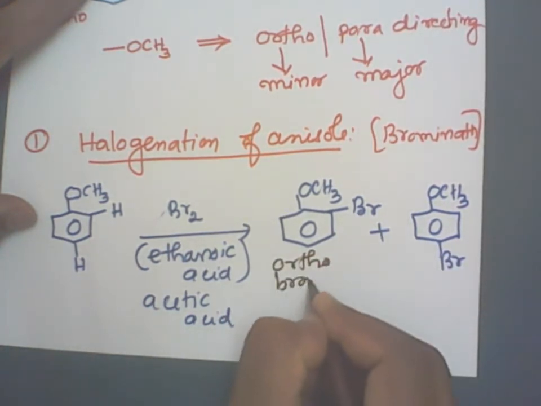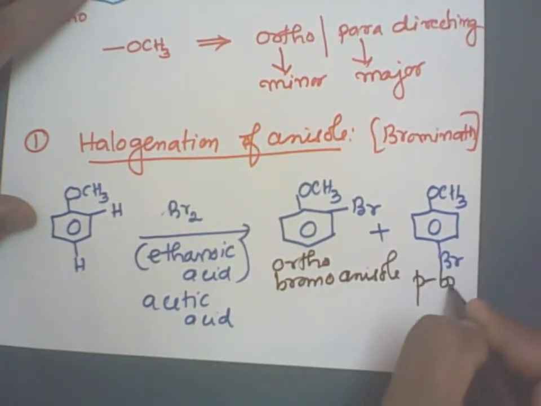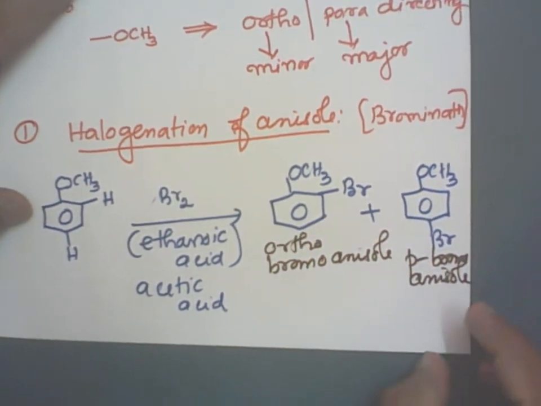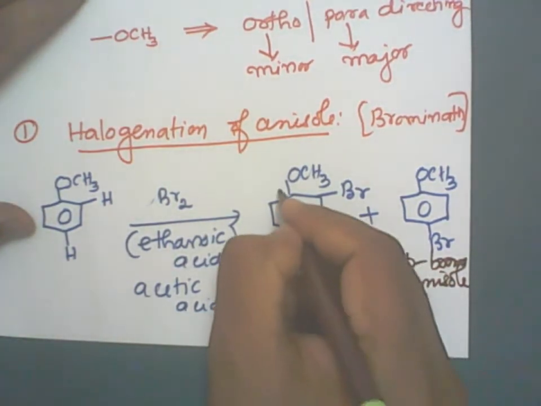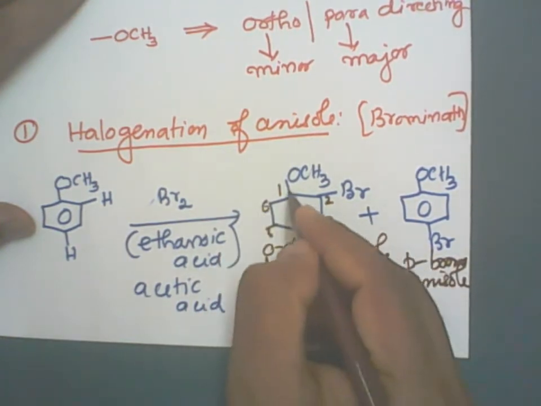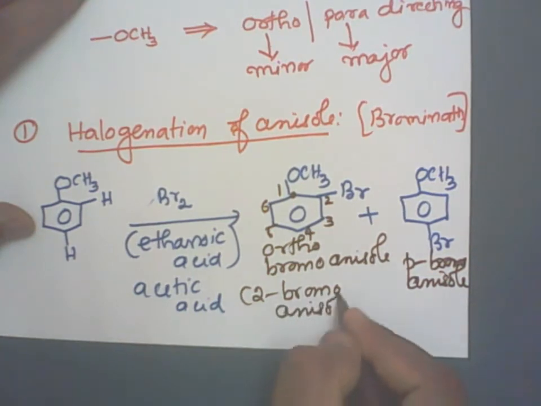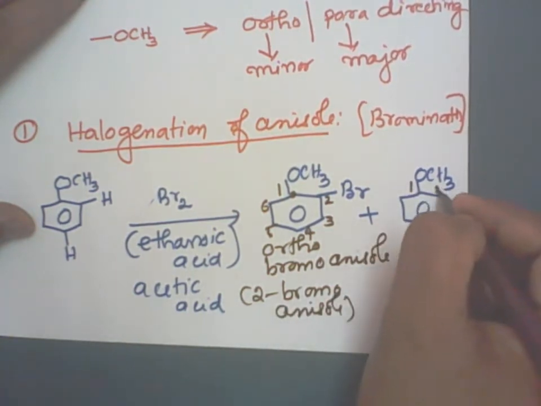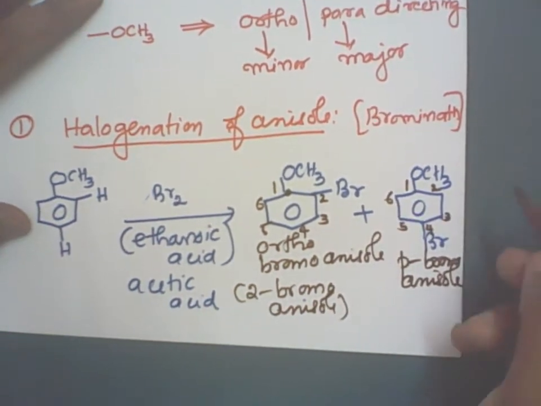Orthobromoanisole. And this is the parabromoanisole. Now I will also write down the IUPAC name. 2-bromo. Why 2-bromo? Carbon number 1, carbon number 2, carbon number 3, 4, 5, 6. Give preference to that carbon containing the functional group. So 2-bromoanisole. This is carbon number 1, 2, 3, 4, 5, carbon number 6. Clear?